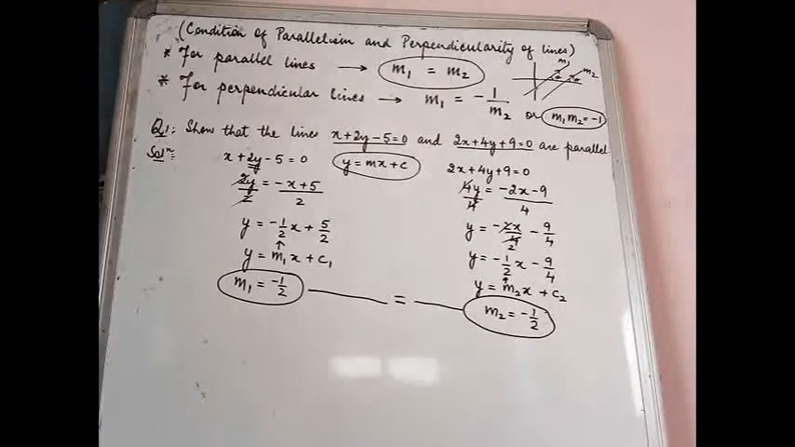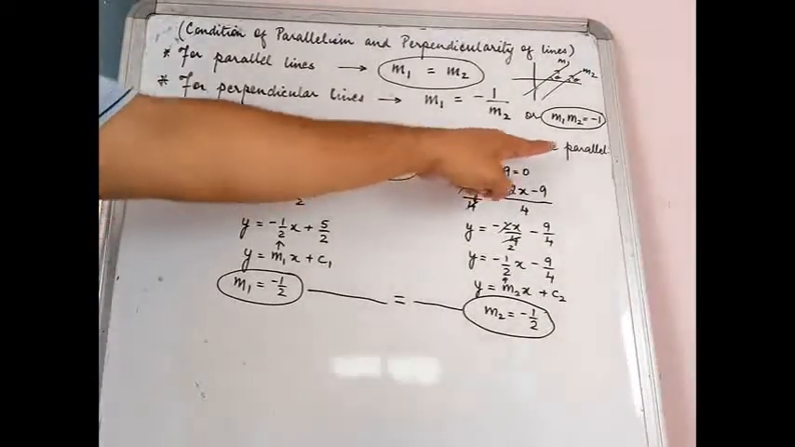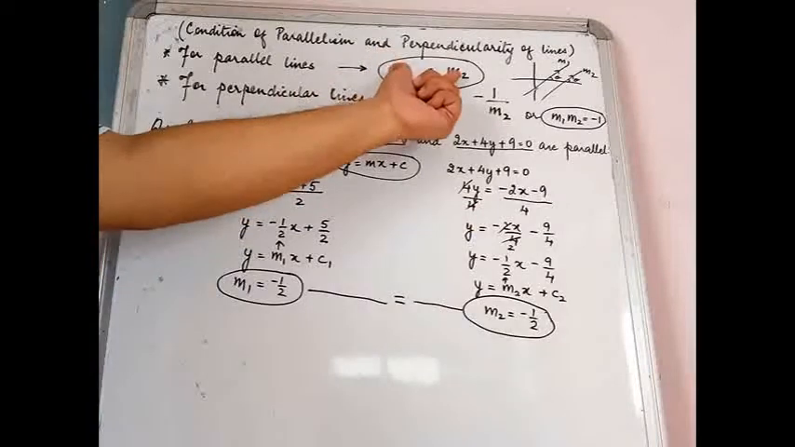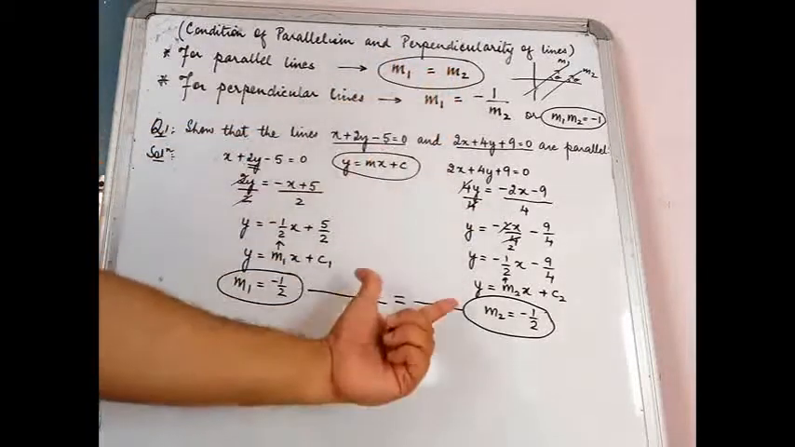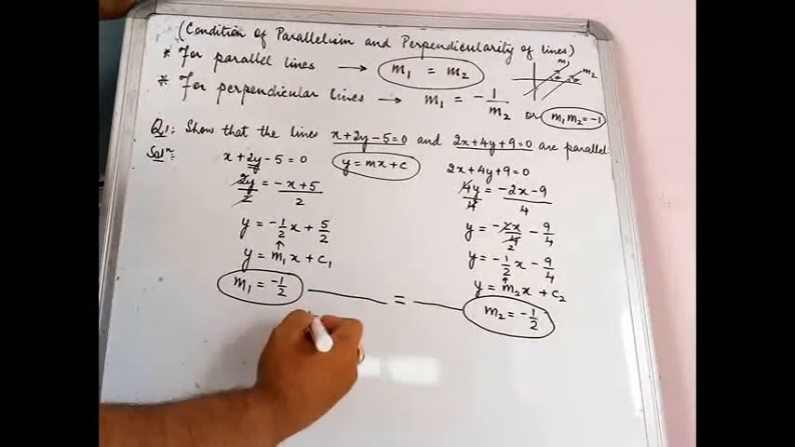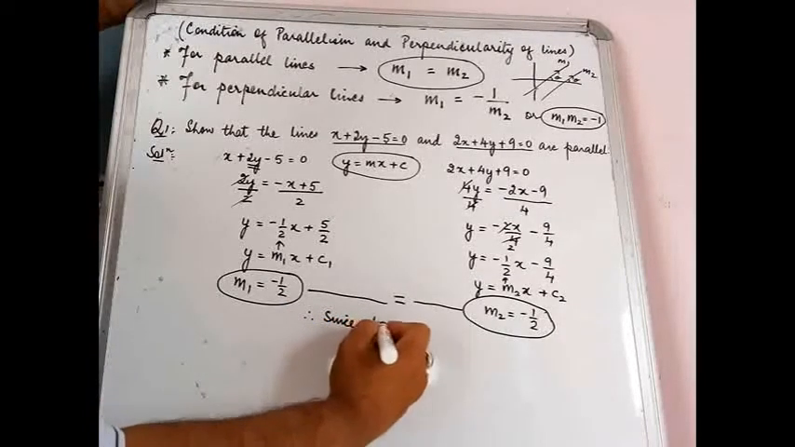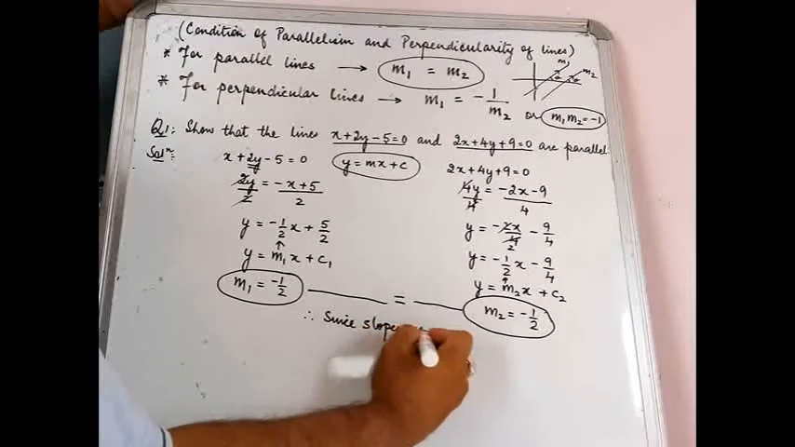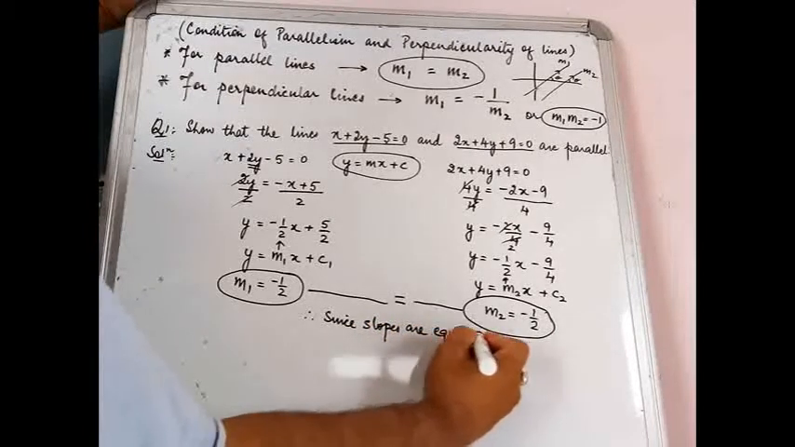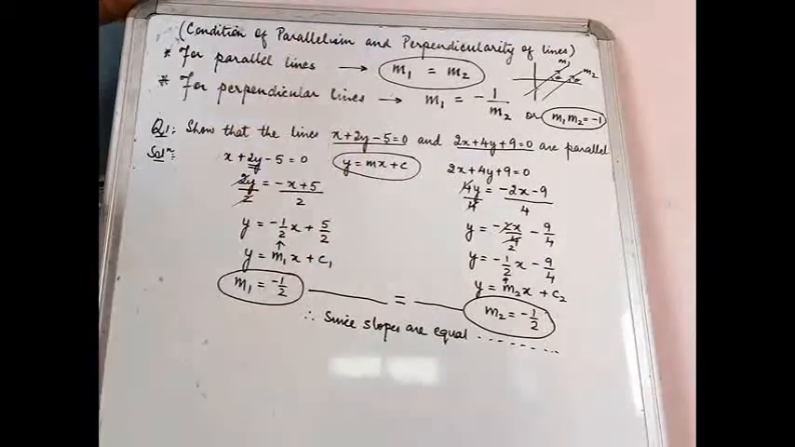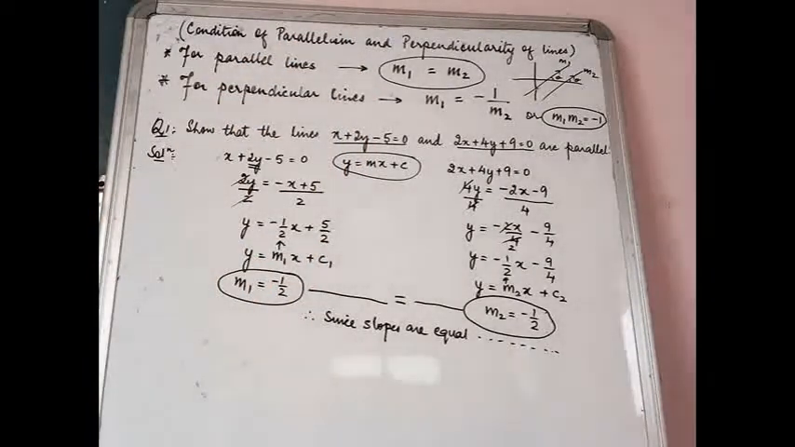And what was your question? Show that the lines are parallel. So what was the condition for parallelism? Slopes should be same. They are same. Therefore, you will write, since slopes are equal, therefore the lines are parallel. So you have proved this question by finding out the slopes of the two lines and showing that they are equal. Okay, now let's go on to the second question.